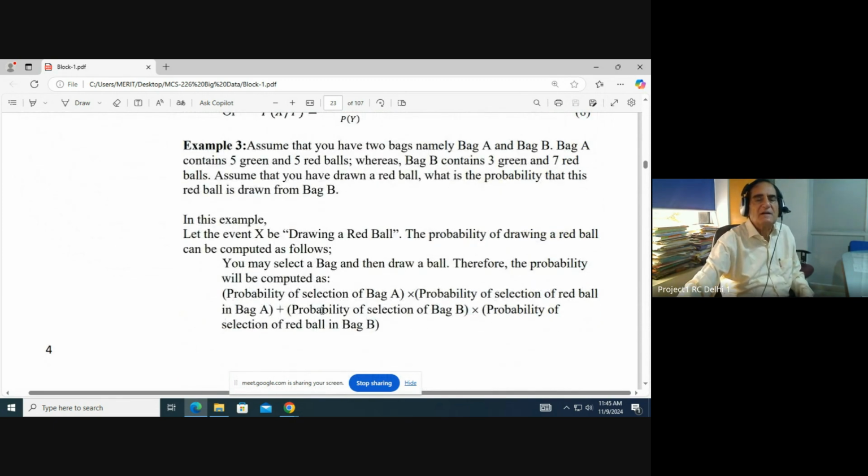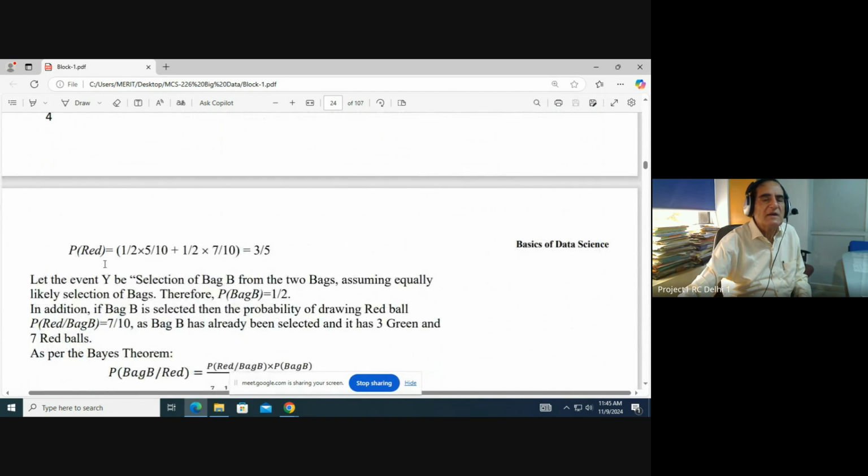So in this example, let the event X be drawing a red ball. The probability of drawing a red ball can be computed as follows. You may select a bag and then draw a ball. Therefore, the probability will be computed as probability of selection of bag A into probability of selection of red ball in bag A plus probability of selection of bag B into probability of selection of red ball in bag B. Now, see how many red balls there are. So the red ball is 1 by 2 into 5, 1 by 2 into 7. So this is the probability. So 1 by 2 into 5 by 10, 1 by 2 into 7 by 10, that makes 3 by 5.